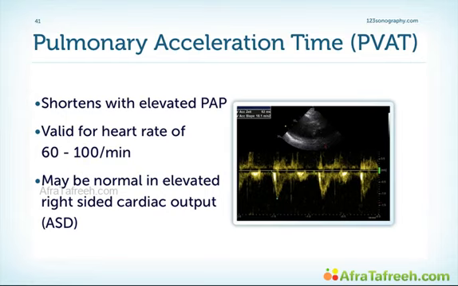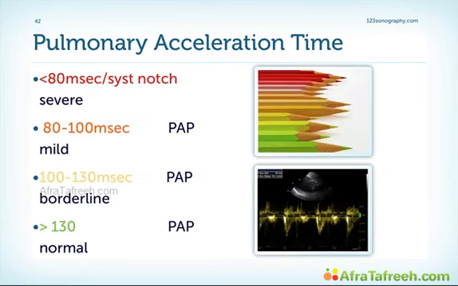A few facts about pulmonary acceleration time. It shortens with elevated pulmonary arterial pressure, and it's valid for a heart rate of 60 to 100 beats per minute. And it may be normal in elevated right-sided cardiac output, a situation you can find in an ASD. Especially in situations where you can't calculate a good SPAP out of the tricuspid regurgitation signal, you can use pulmonary acceleration time to classify pulmonary hypertension. Values over 130 indicate normal pulmonary arterial pressure, and values under 80 indicate significant pulmonary hypertension. In between, we have a bit of a gray zone.